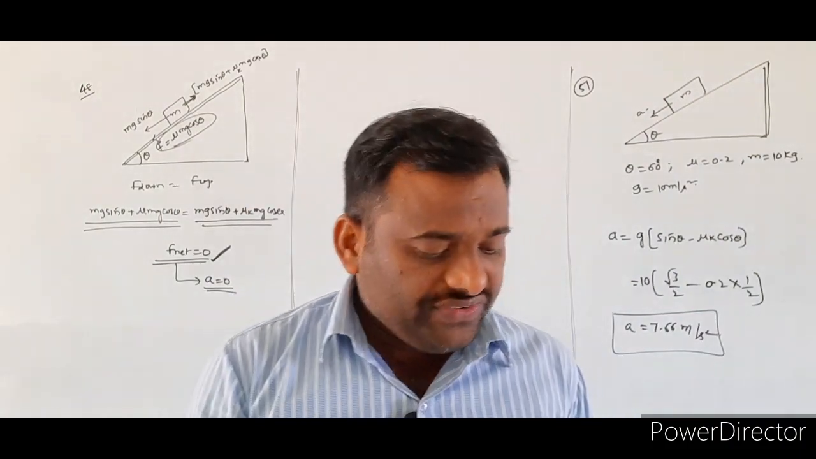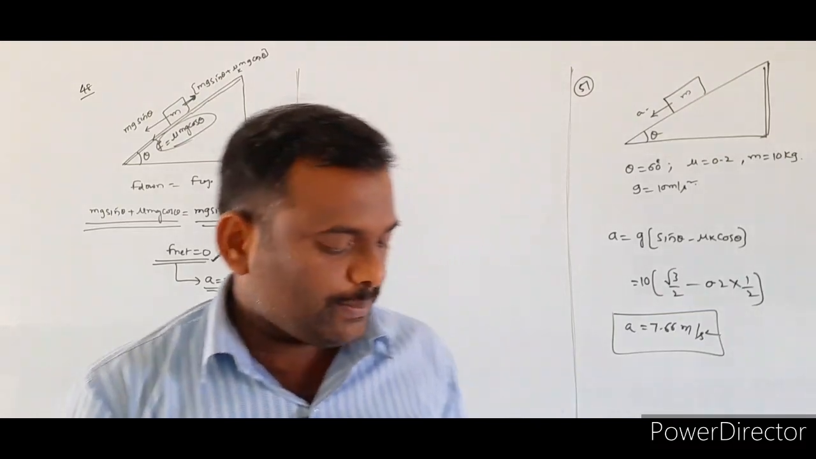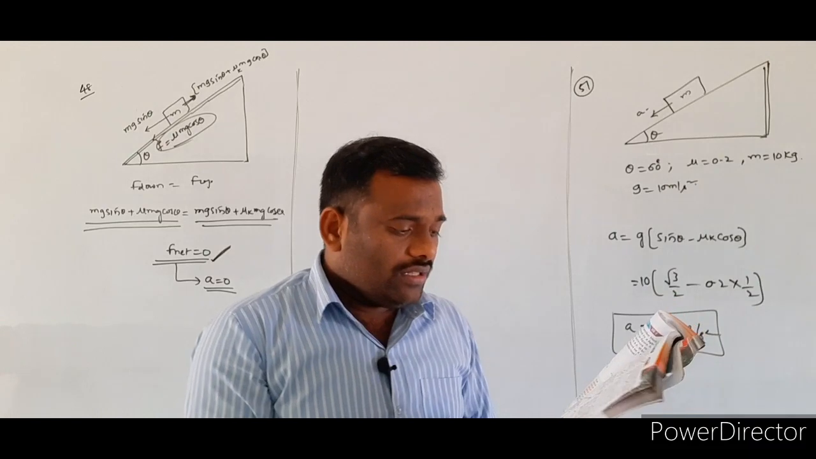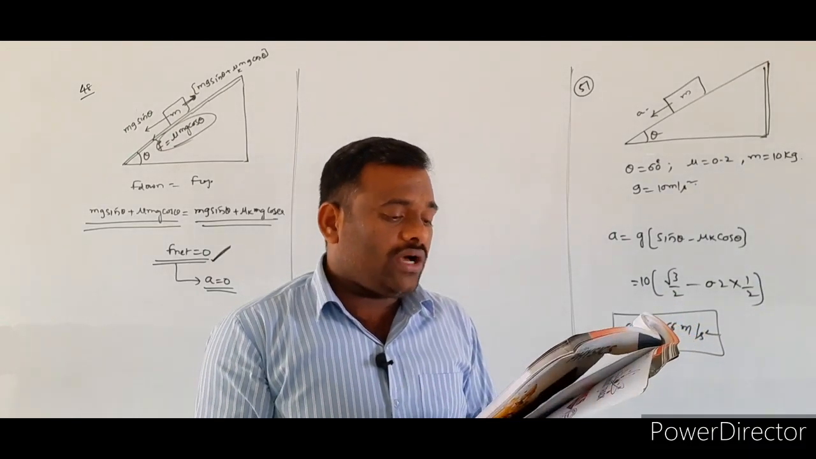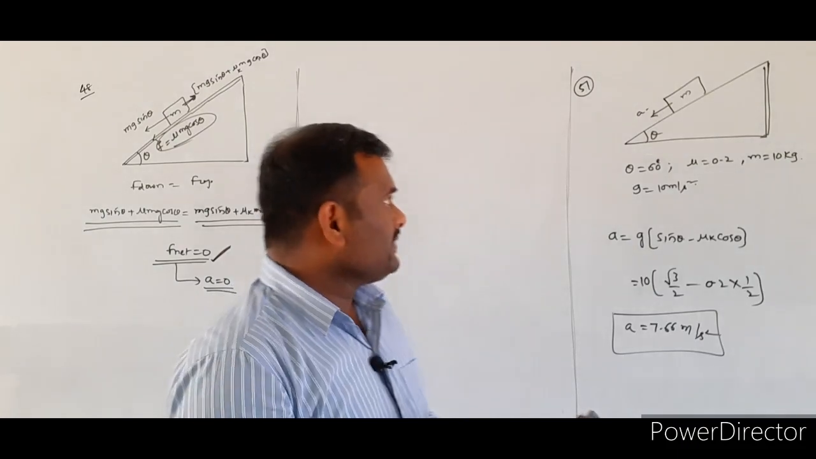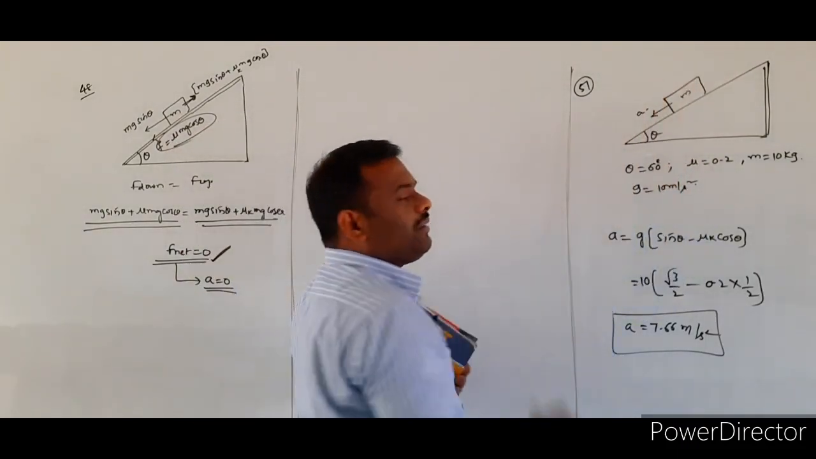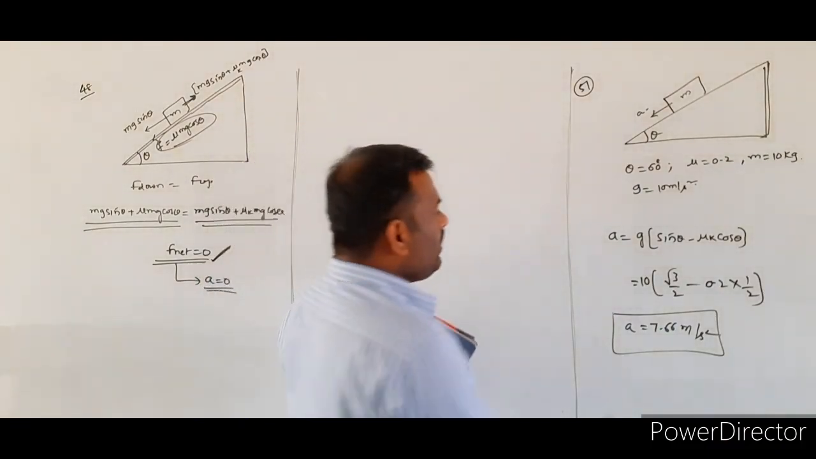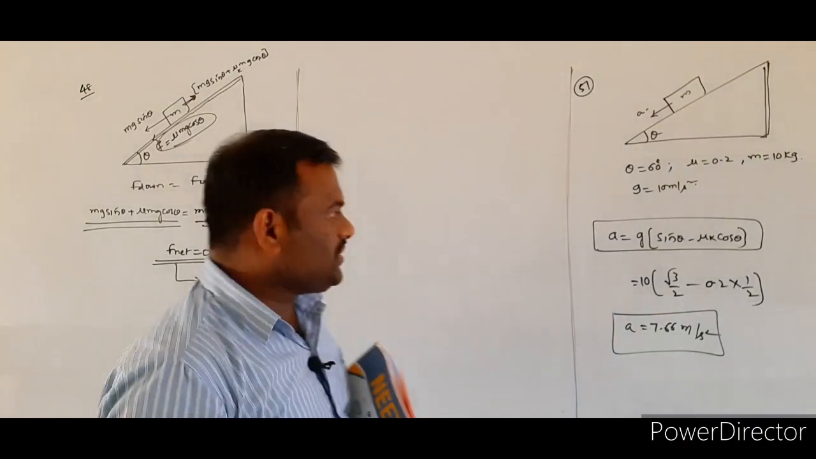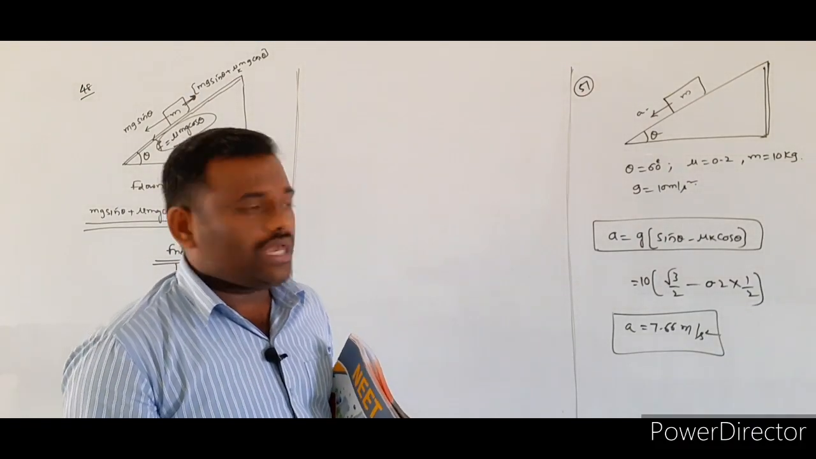Next, 52, 53, 54 all are related to problem 51. See here. In the above problem, for this given data, the resultant force acting on the body is... In this case, the body will be sliding downwards with the effective acceleration of A is equal to g sin theta minus mu k cos theta.